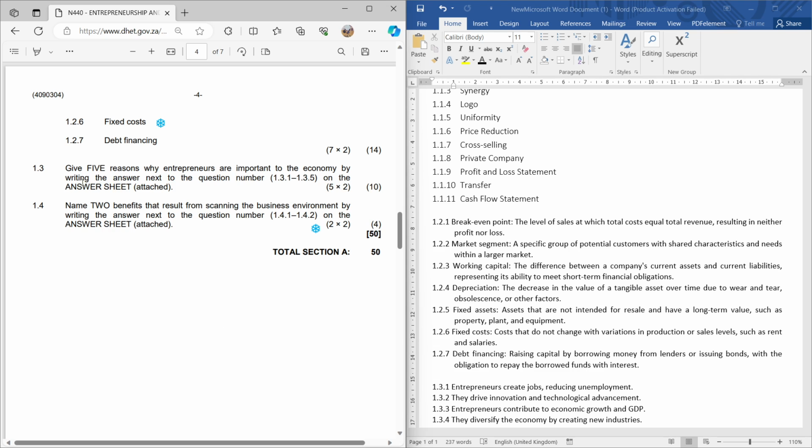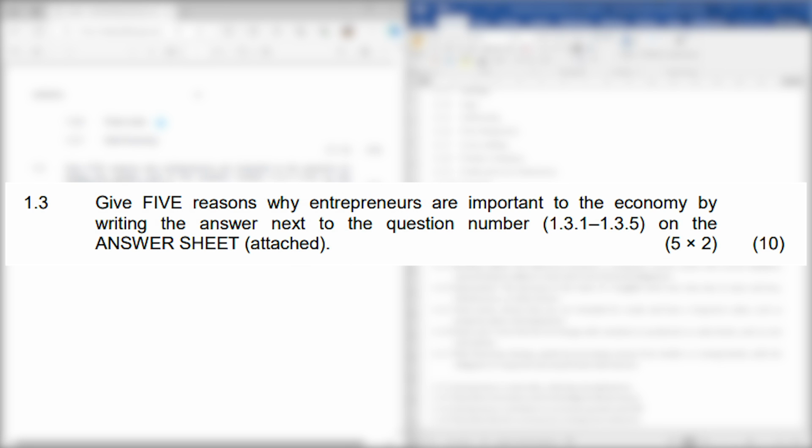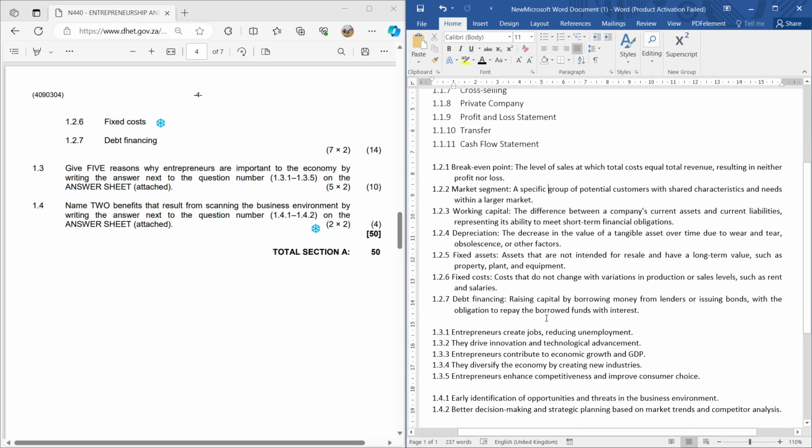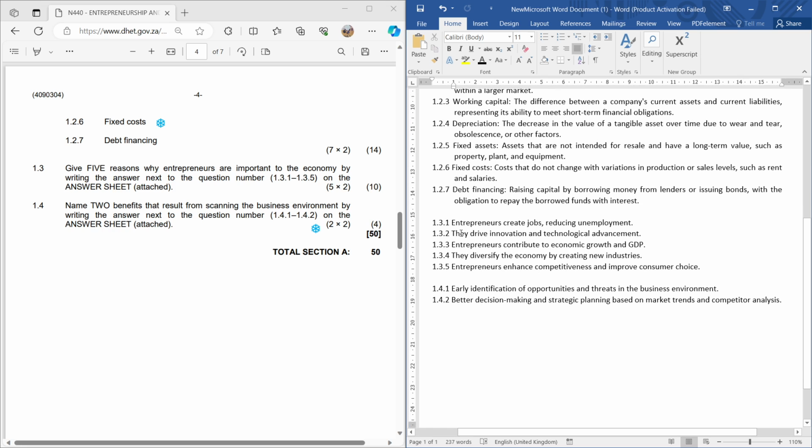So let's go ahead and look at question 1.3, which says that we must give 5 reasons why entrepreneurs are important to the economy by writing the answer next to the question number on the answer sheet, right? So we are going to scroll down to 1.3 on our answer sheet and look at those 5 reasons, right?